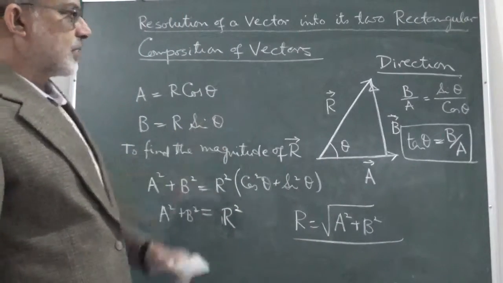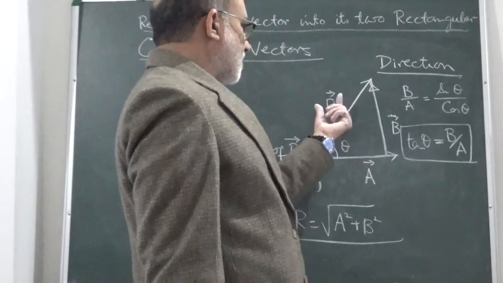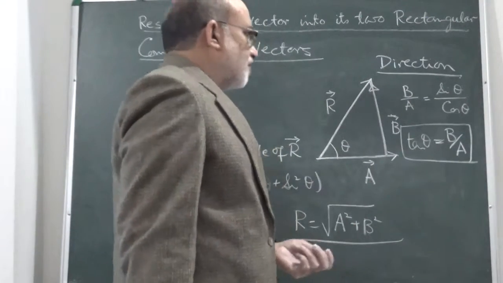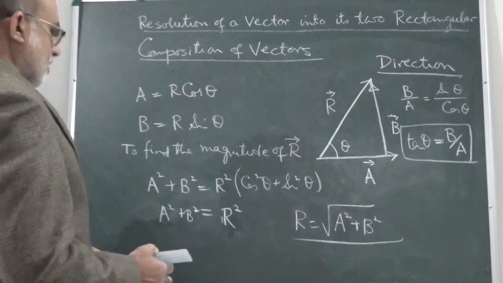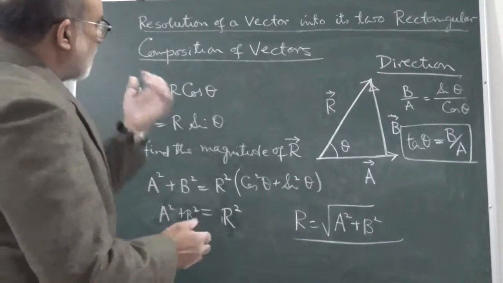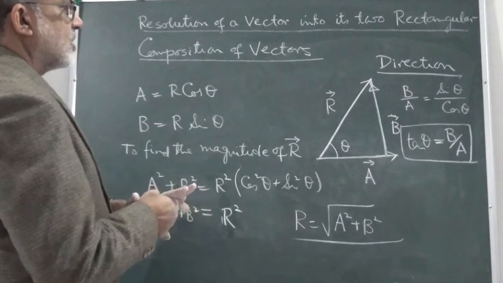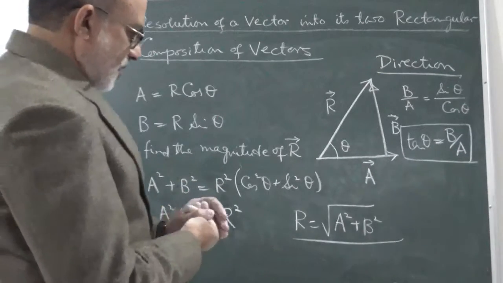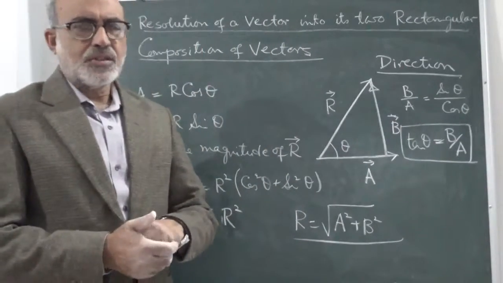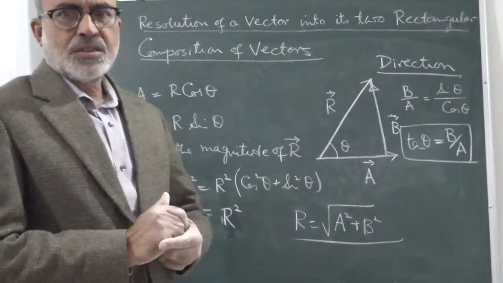This is called the composition of vectors. We have two vectors which are at right angles to each other, and you can find the magnitude of the resultant and its direction. So all this is about the resolution and composition of vectors. Till now we have found the addition of vectors geometrically. In the next class we will work out how to add vectors analytically.